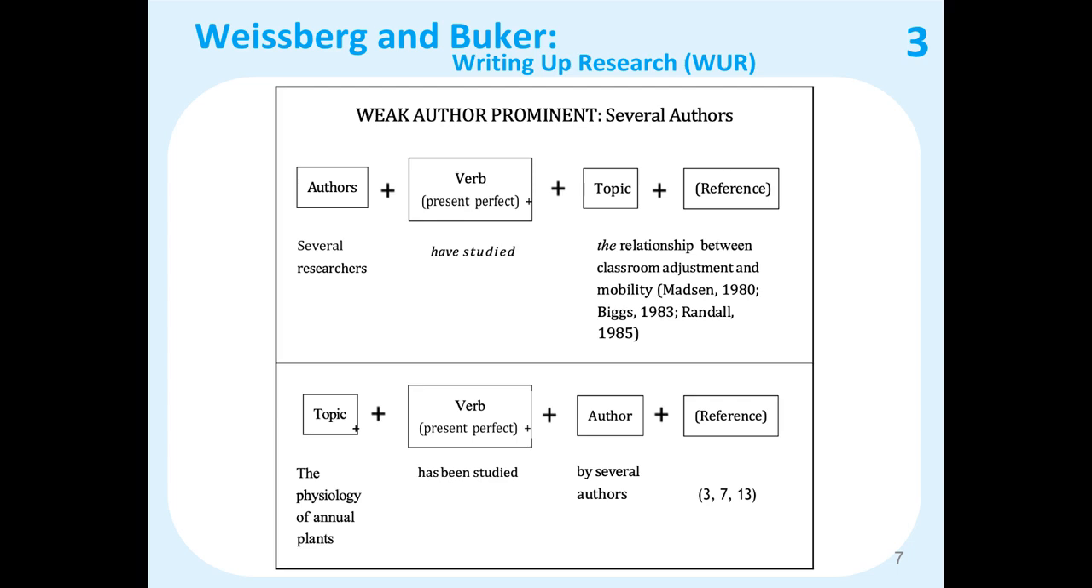The second pattern uses the passive voice, making the topic the subject of the sentence. For example, the physiology of annual plants has been studied by several authors. This is extremely useful when you want to keep the primary focus on the topic itself, while still acknowledging that a body of research exists on it. So, both of these weak forms allow you to group authors and summarize a field, giving you a different narrative tool than the very specific, direct attribution of the strong author-prominent style.